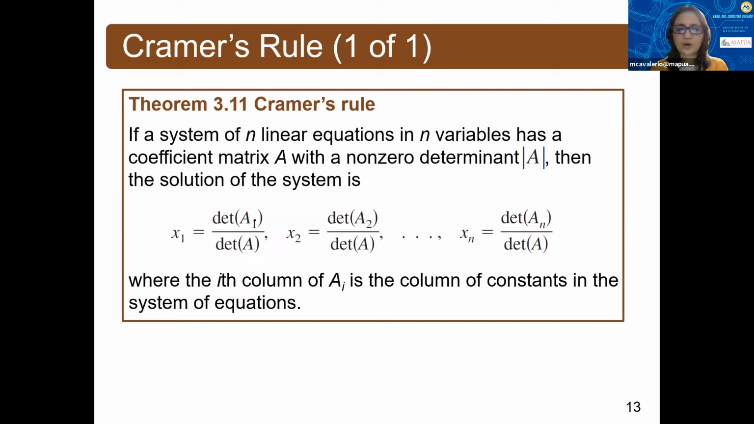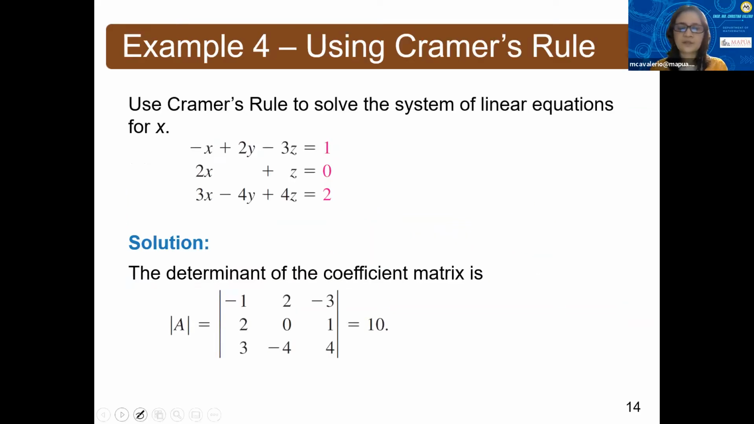Now, the ith column of A sub i is the column of constants in the system of equations. So meaning if we have A1, this means that we are replacing column 1 by the column of constants. If we have A2, that means we are replacing the second column by the column of constants, and for A sub n, we are replacing the nth column by the column of constants.